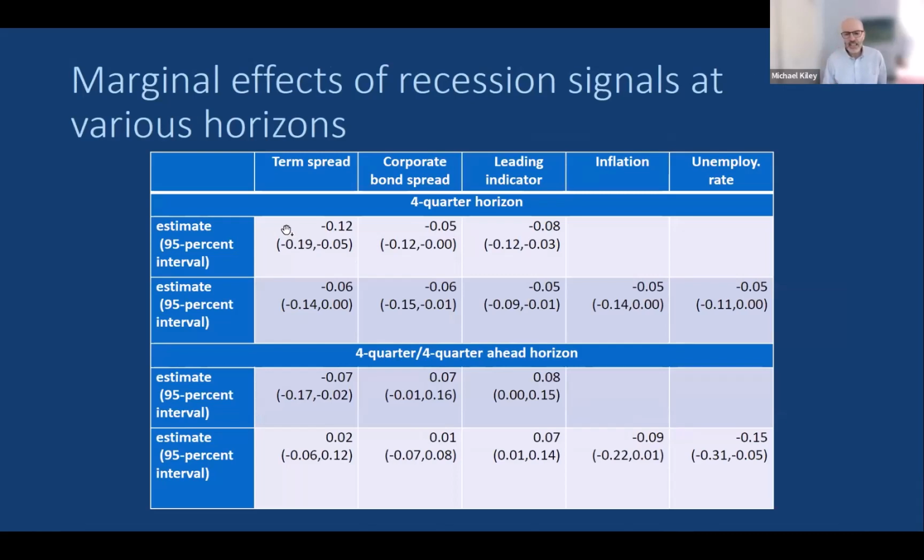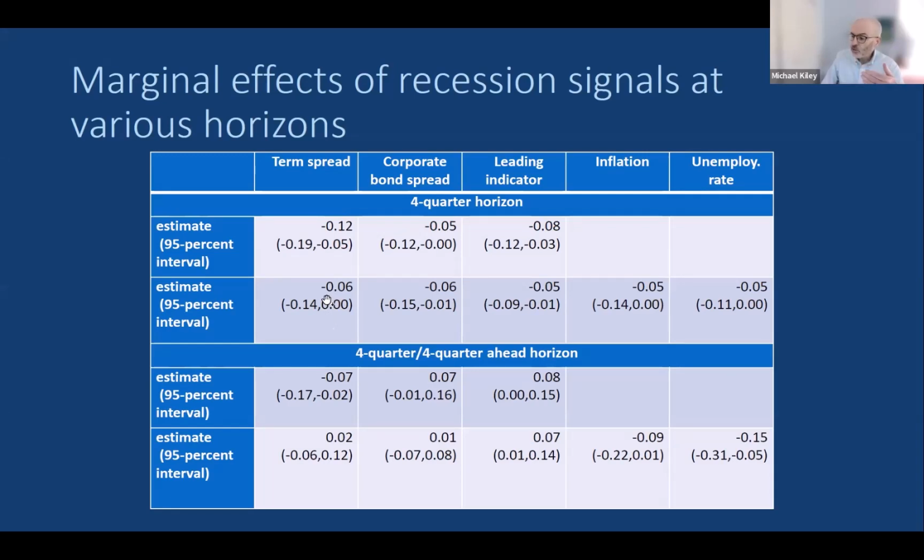Just to give a sense of the marginal effects here and how big these are, I want to show you, at a 4 quarter horizon, the magnitude. So these are for a 1 standard deviation change. What one can see is that in the traditional model that only looks at, so that's the first row here, the term spread, the corporate bond spread, and the leading indicator, a 1 standard deviation decline in the term spread, so the term spread heading towards inversion, would increase by 0.12, or 12%, the probability of recession, right?